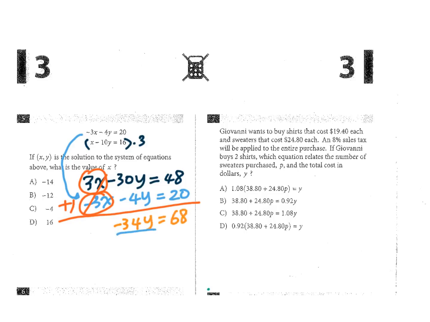Then I divide by negative 34 on both sides. You get y equals negative 2. Then I plug into this equation. Let's go to the second original: x minus 10 times negative 2 equals 16.